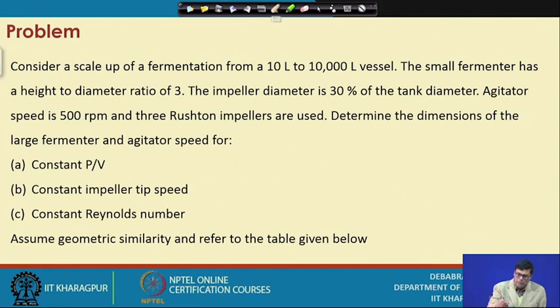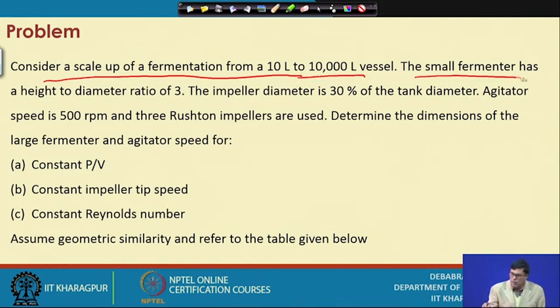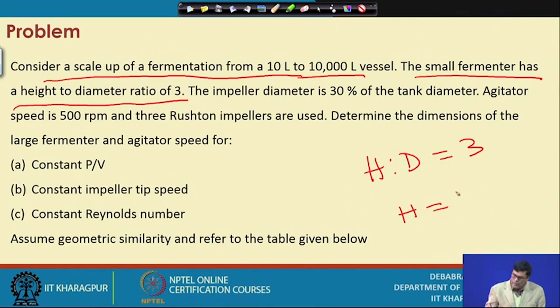Now, the next problem that we have is a simple scale up problem. Consider a scale up of fermenter from 10 liter to 10,000 liter vessel. The small fermenter has the height to diameter ratio 3:1. That means H is to D is equal to 3, so I can write H equal to 3 D. Am I right? We can write the impeller diameter is 30% of the tank diameter. That means DI, the impeller diameter, is 30%, which means 0.3.